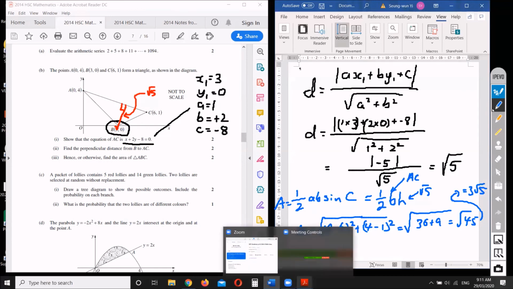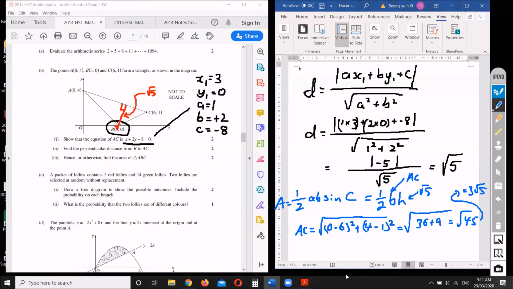So the area, let me just finish this off. Area equals half base, which is 3 root 5, times root 5, which is 7.5. Is that right? Yeah. Cool, awesome. So 12B's done. Happy with that? The bit that probably would have stumped you is the perpendicular distance. Yeah. So probably take a note of that if you haven't already done so.